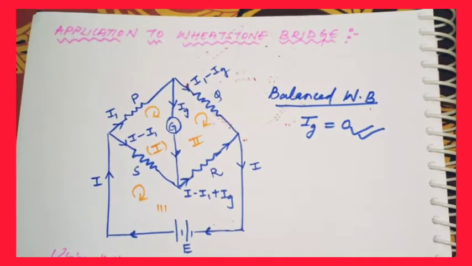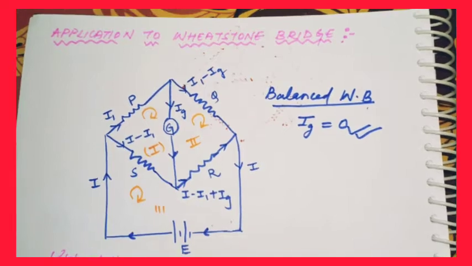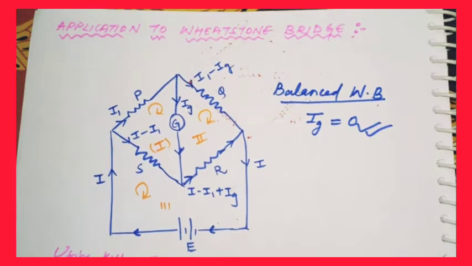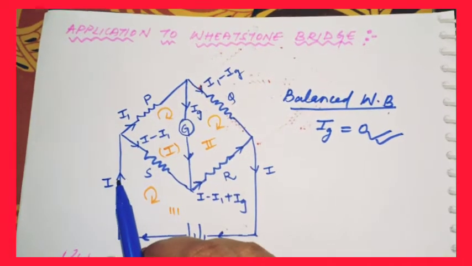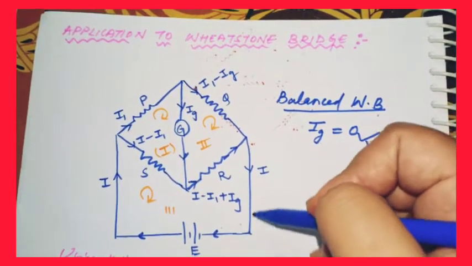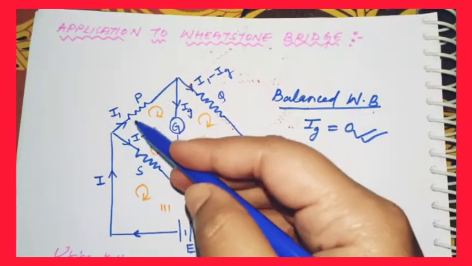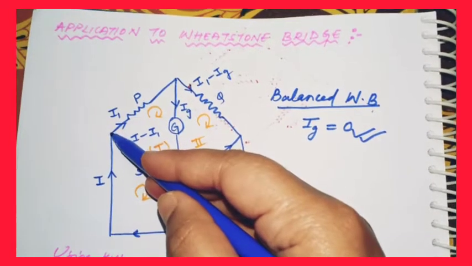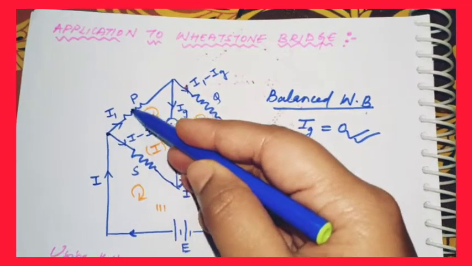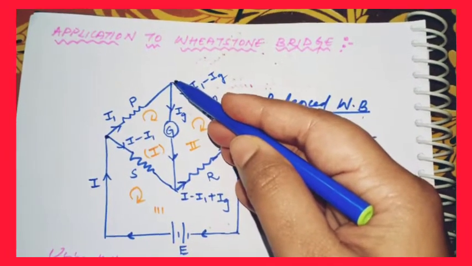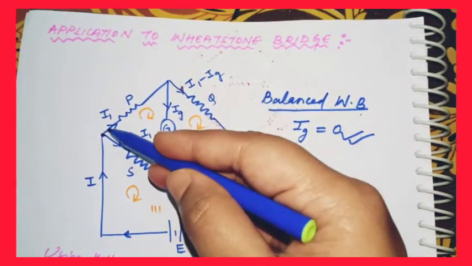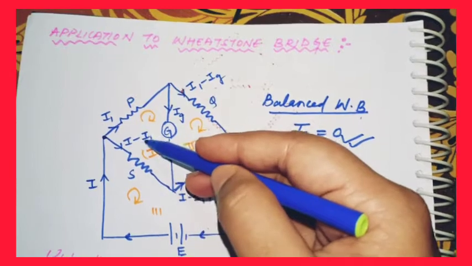So students, here you can see there are 4 resistances P, Q, R, S arranged as a Wheatstone bridge and connected to an EMF E. So I current is flowing through the Wheatstone bridge and I current is coming out of the Wheatstone bridge, and you can see there is distribution of current at every junction. So this is the first junction. You can see I1 current is flowing through the resistance P. That means if I current is entering and I1 is leaving, this branch will be I minus I1.